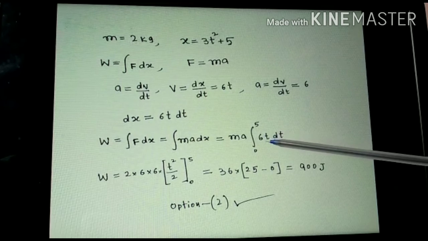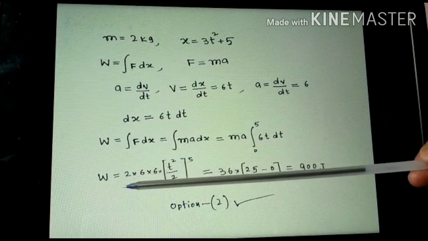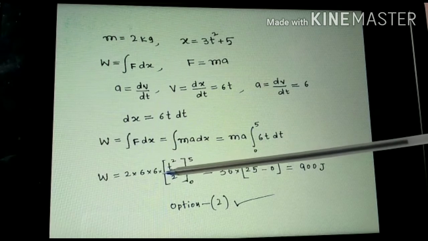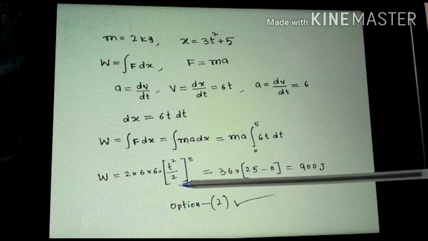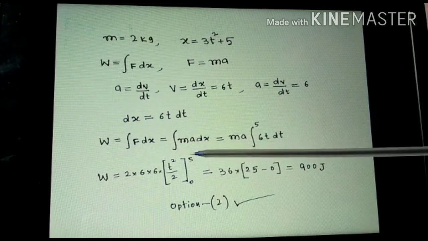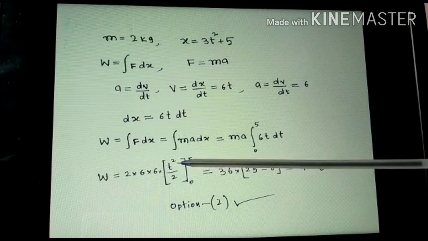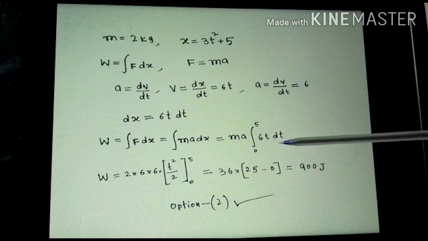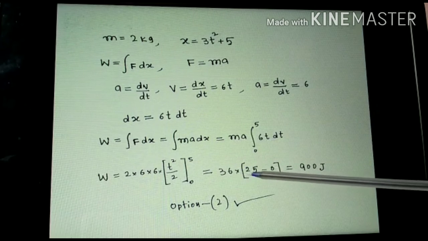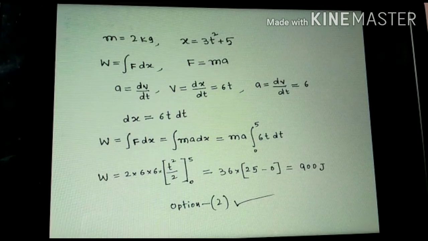Now 6 is also a constant, you take it out. Integration of t dt is t square by 2. You see here W equal to 2 into 6 into 6, integration of t dt is t square by 2, limits from 0 to 5. So substituting the upper limit, t square means 5 square, that is 25, minus the lower limit 0. 0 square is 0. So 36 into 25 minus 0 equal to 900 joule. So option 2 is correct.